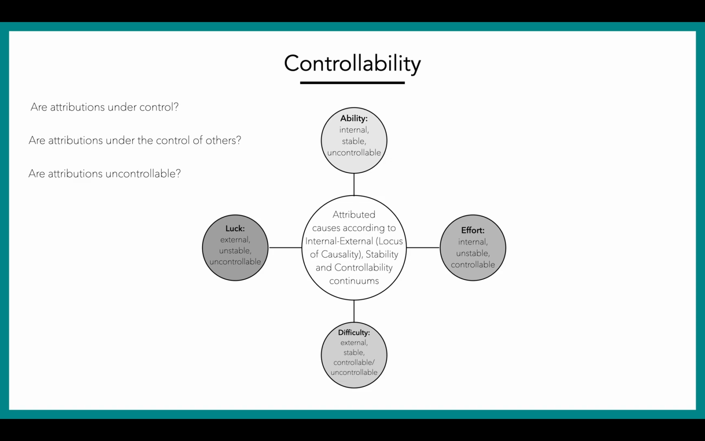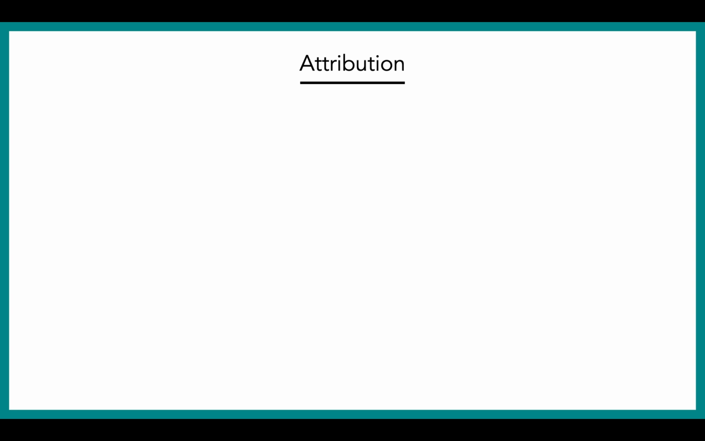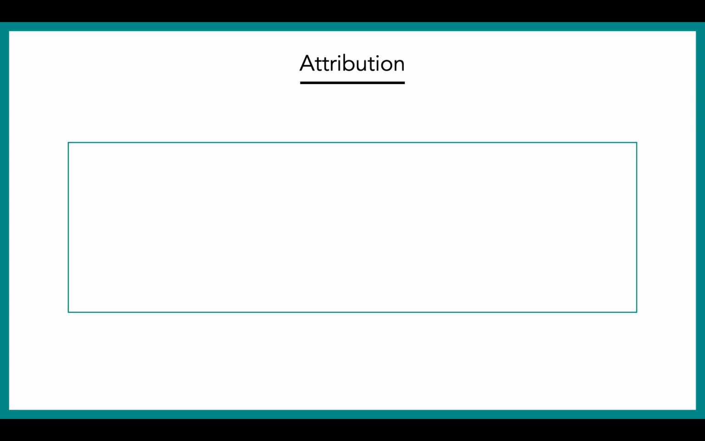Okay, but what the controllability was linked to in the model was the motivation aspect. Are we going to show approach behavior or avoid behavior? So what we're going to do now is have a little look at the process of attribution, and let's give an example.